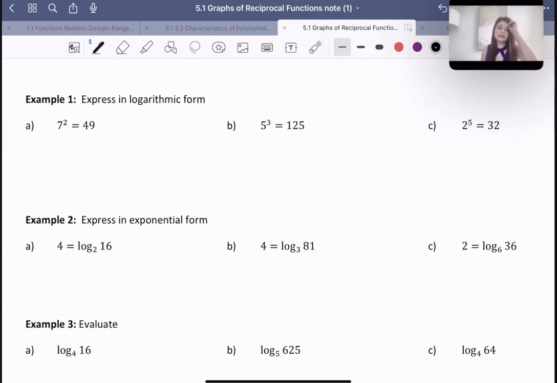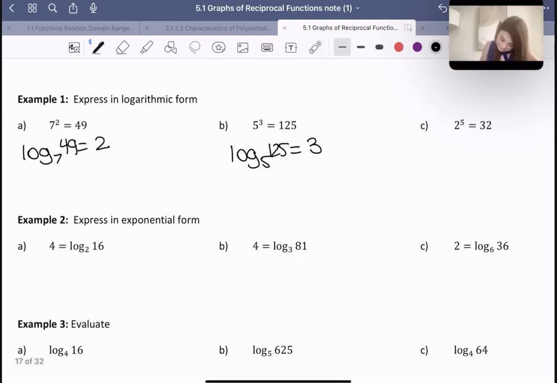Okay, so let's express all of these in logarithmic form. How will we express 7 squared equals 49 in logarithmic form? Well, that's log with a base 7 of 49 equals 2. What about this one? What's the base? 5. The answer is the power, so the power of 3 is 125, so we write log base 5 of 125 equals 3. And then last but not least, log with the base 2 of 32 equals 5. So we write it like that. Awesome.